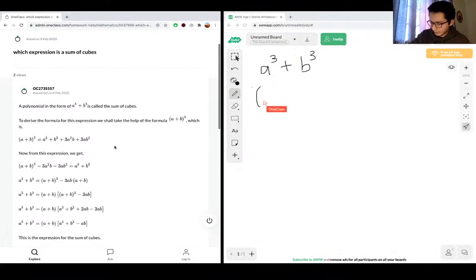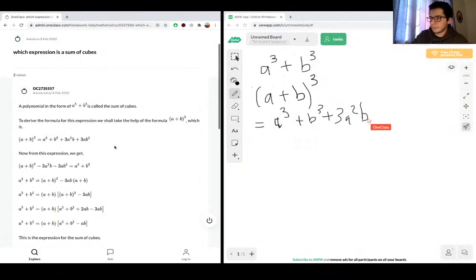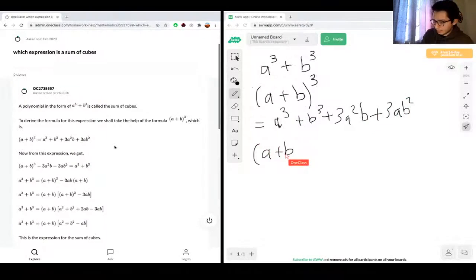So looking at a plus b cubed, we'll start off with this formula, and we'll use it to derive the equation for a cubed plus b cubed. If we expand it out, we will get a cubed plus b cubed plus 3a squared b plus 3ab squared. To do this, you can go step by step, doing a plus b, a plus b, a plus b, and multiply all the way through.